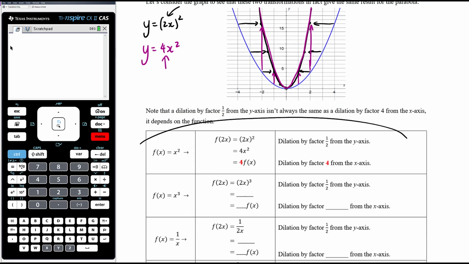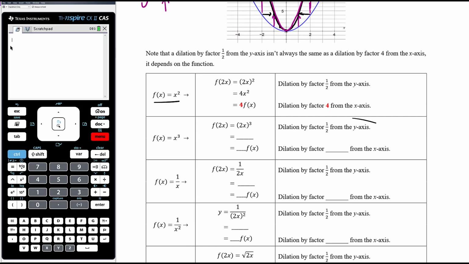So I've just got that summarised here in this first row of the table. If f of x is x squared, f of 2x would be a dilation by a factor of half from the y-axis, but if we expand that out, we find that for the quadratic, f of 2x is the same as 4 times f of x, which is a dilation by a factor of 4 from the x-axis. If we think about the cubic, if we dilated the cubic by a factor of a half from the y-axis, so it is 2x all cubed, we know we could expand that out. That's the same as 8x cubed, which is 8 times f of x.